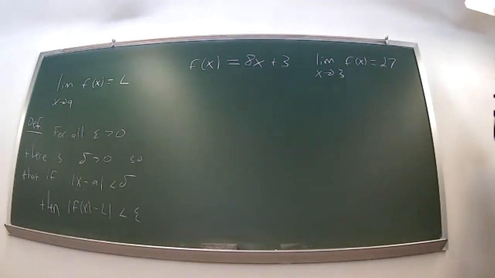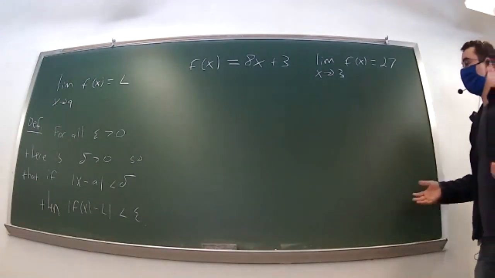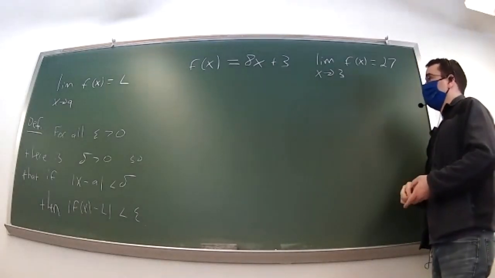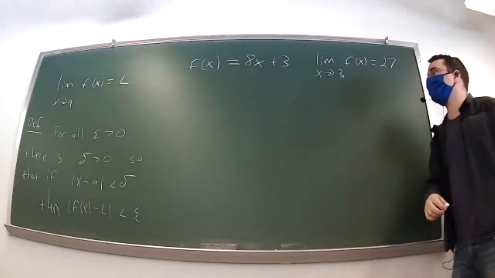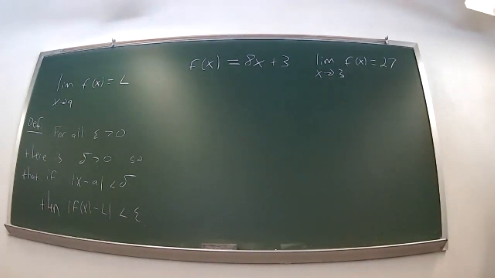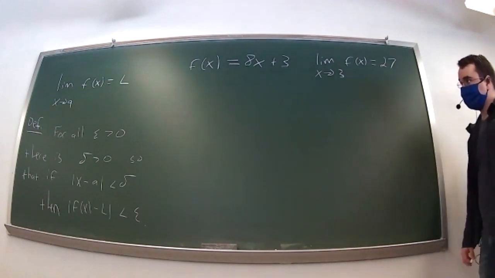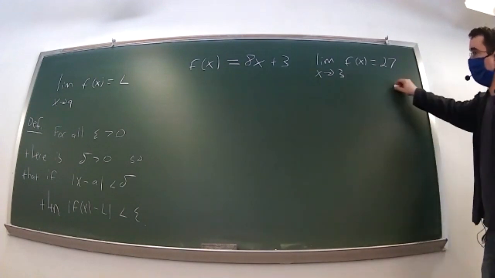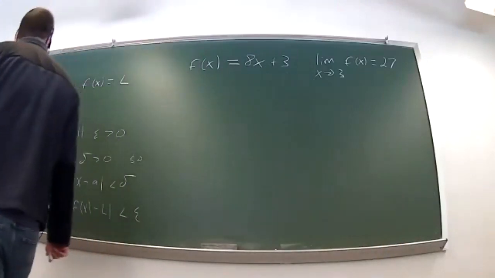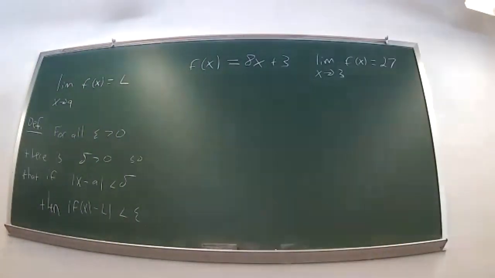So certainly for a nice continuous function with no gaps, no jumps, no breaks, no denominator to worry about going to 0, it doesn't look like we're going to see any kind of discontinuity. Looks like we can just get this by plugging into this continuous function and getting 27. So let's verify this fact with this definition.